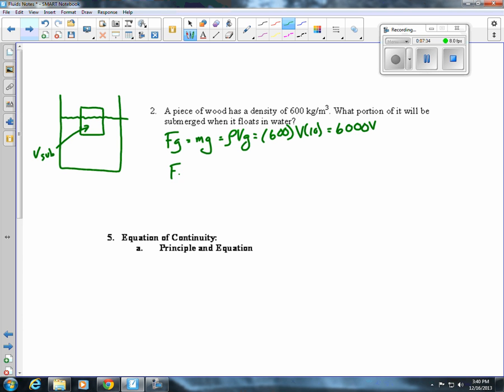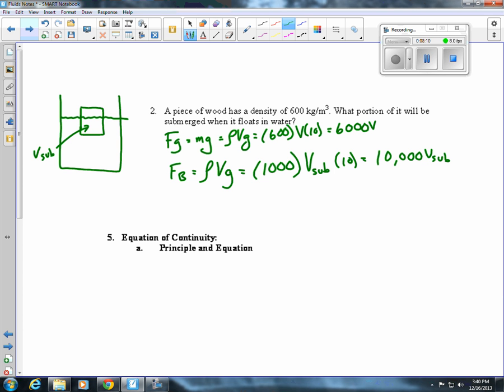Now I want to find the buoyancy force. We always use rho V g for the buoyancy force, but we have to remember it's the density of the liquid and the volume submerged. So it's 1,000 for the liquid because it's in water. V is going to be submerged volume this time because for the buoyancy force, I only want to use the volume that is displaced, and that's only the volume that's submerged below the water. And that times 10. So that's going to be 10,000 V submerged.